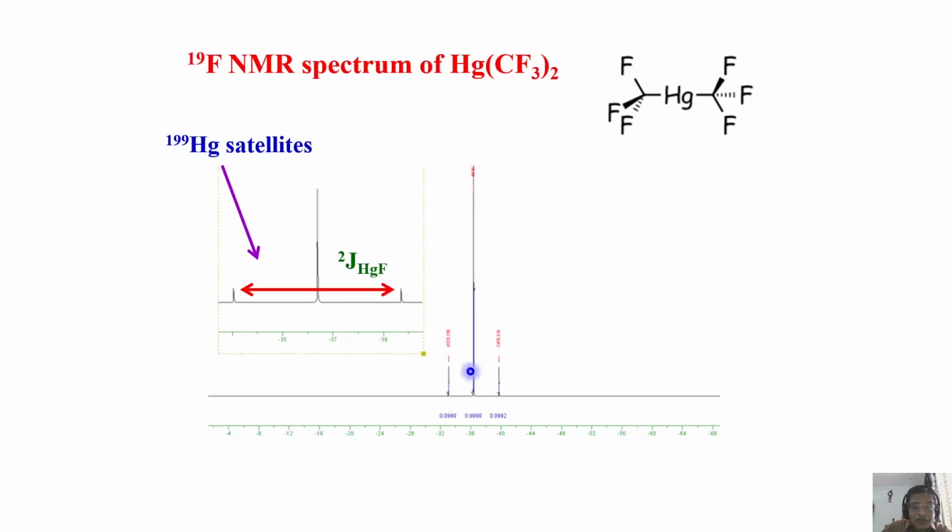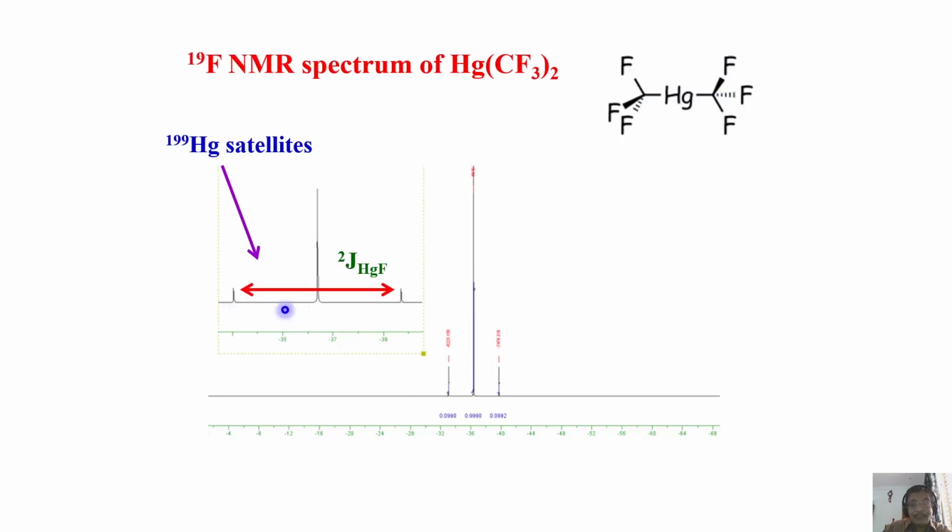But what are these two peaks coming on either side? Extra peaks. This is because they are coupled to, this is a coupling to mercury. These 6 fluorines are coupled to mercury. As a consequence, what you are seeing is 2 bond mercury 199 fluorine coupling.